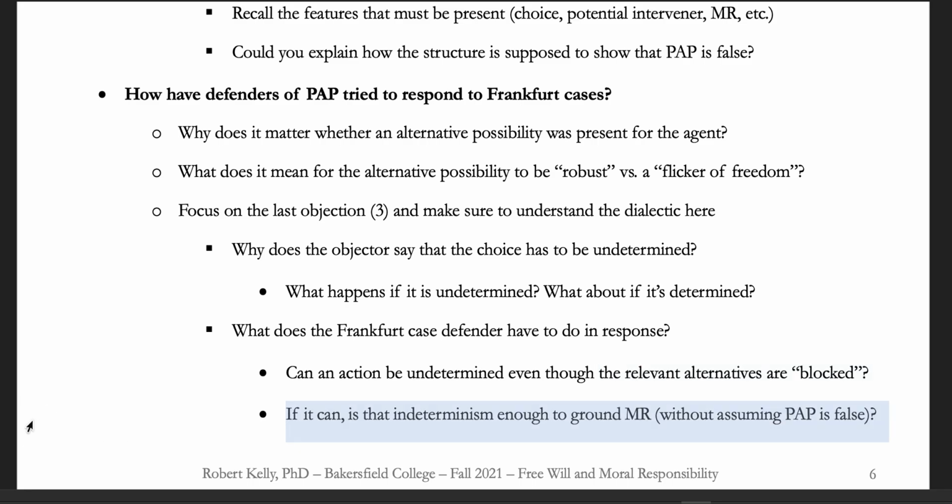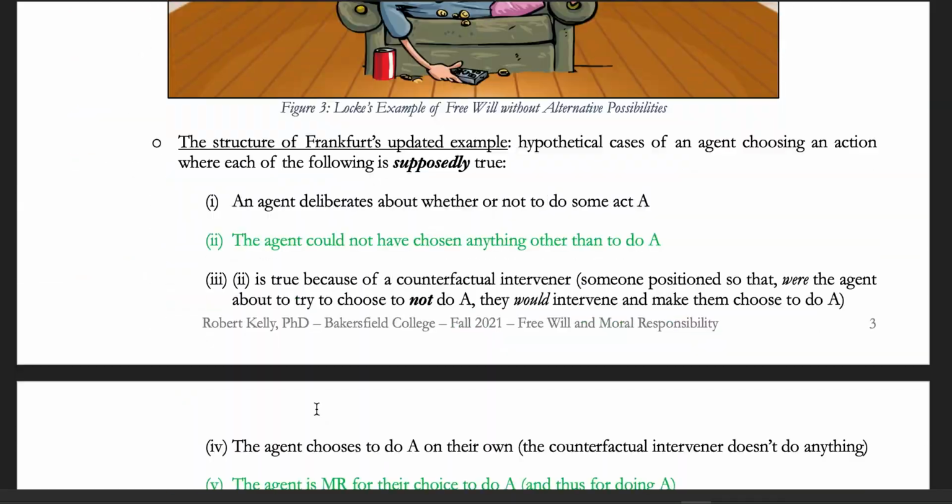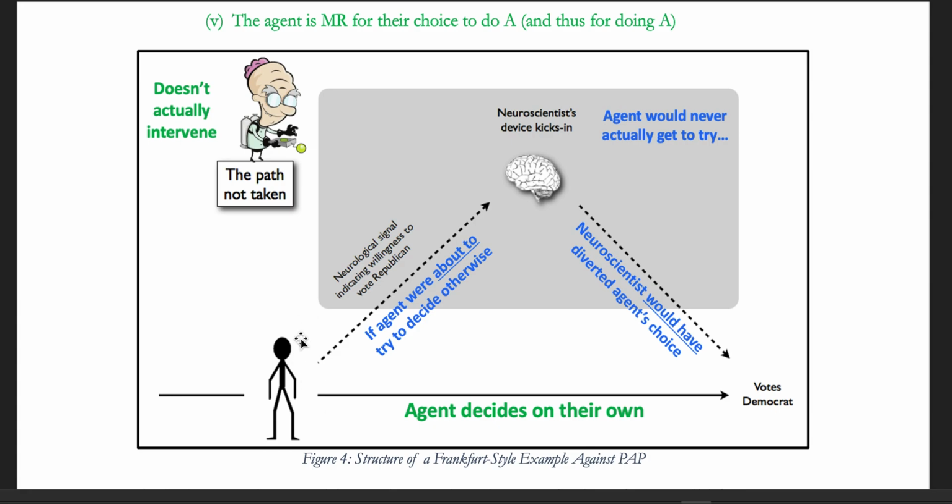Can they do that? That's the question. And if they can, is the indeterminism that they introduce enough? Is it enough for responsibility? Because PAP is false only if the agent's responsible and they couldn't do otherwise. Okay. That indeterminism, remember, if it's like a little twitch, is that really enough to say that they're responsible?